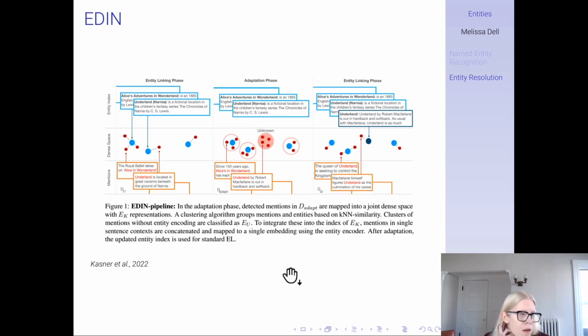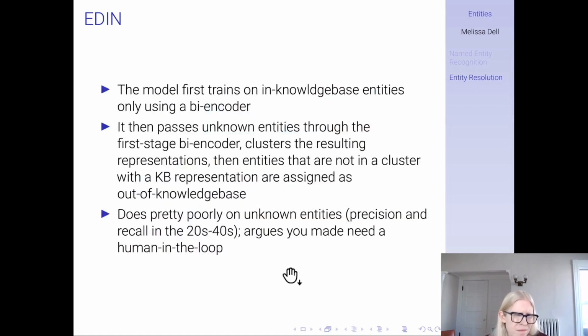And this is their model architecture figure. First they're training on the things that are in the knowledge base. The blue is the knowledge base text and the red is the entity mentions. Then they're putting the unknown entities through the biencoder, and then they do clustering and get a new representation for the unknown entities. They find that this does pretty poorly on unknown entities, with precision and recall in the 20s to 40s, which really isn't great. They argue that it's just a really hard problem.